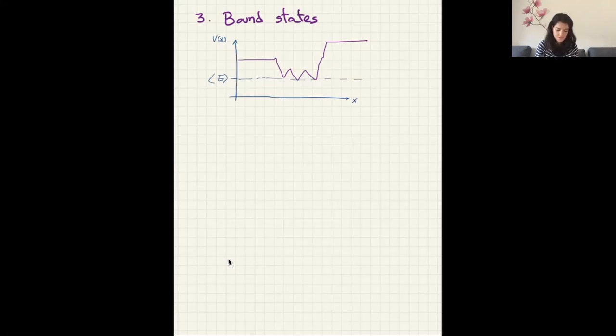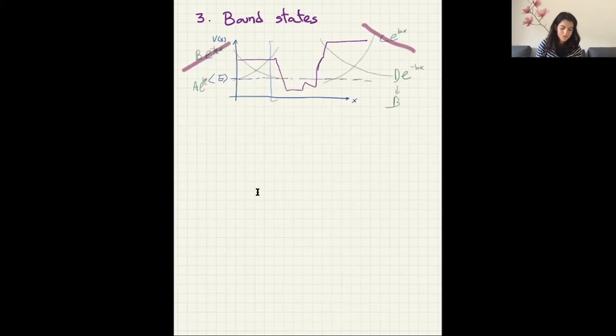And just like we saw before, there's a few cases that are not physical here because they'll diverge at infinity. That'll be this and this one. Right. So we need to have only this kind of case. And instead of D, we may as well call this B, because B is a letter that is not free.